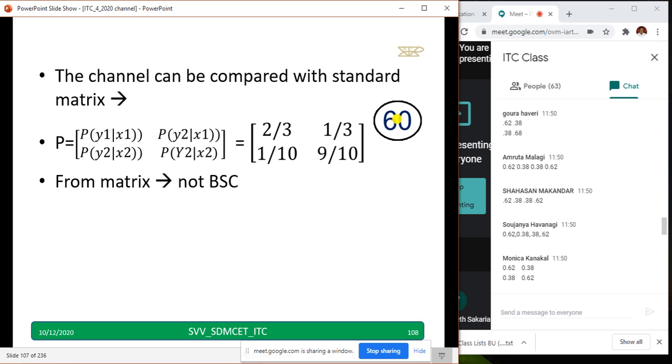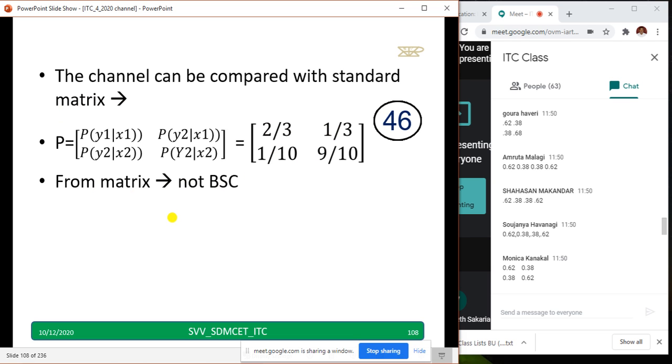So it's not a binary symmetric channel. The channel can be compared with the standard matrix, so that you will get the probability of y1 given x1 is 2 by 3, y2 given x1 is 1 by 3, y1 given x2 is 1 by 10, and y2 given x2 is 9 by 10. I am just comparing with the general standard matrix, and it is not symmetric because these two probabilities are not the same. We will see symmetric also in some of the later classes.